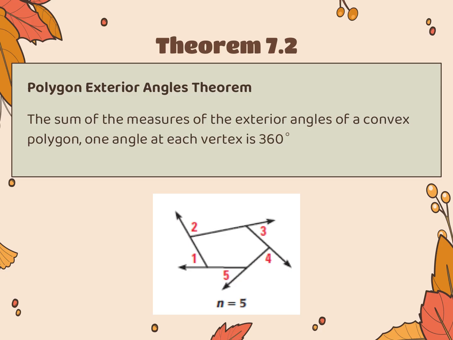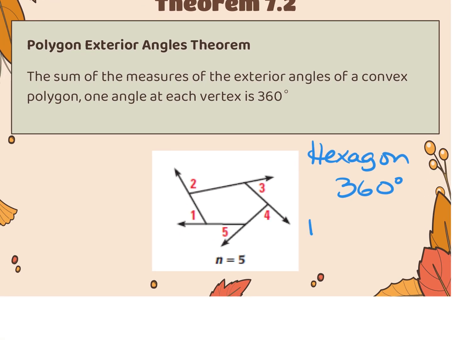Okay, the next one is a theorem, and it's called the polygon exterior angles theorem. And this theorem states that the sum of the measures of the exterior angles of a convex polygon, one angle at each vertex, is 360. So it doesn't matter what kind of polygon I have, the exterior angles will always add up to be 360. It doesn't matter if it's a hexagon, the sum of the exterior angles is 360. It doesn't matter if it's a 100-agon, it'll be 360.